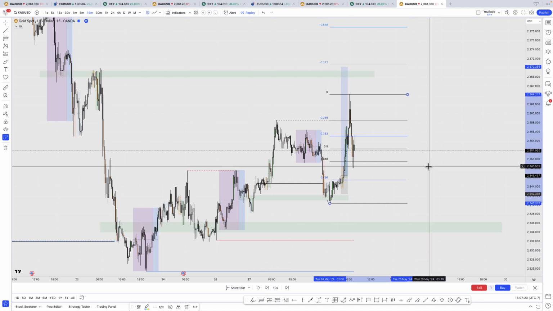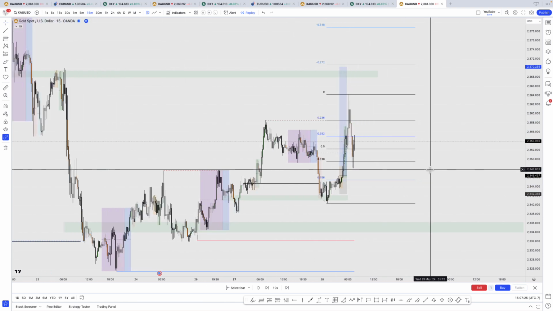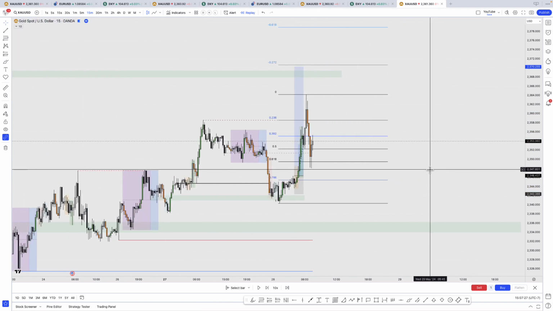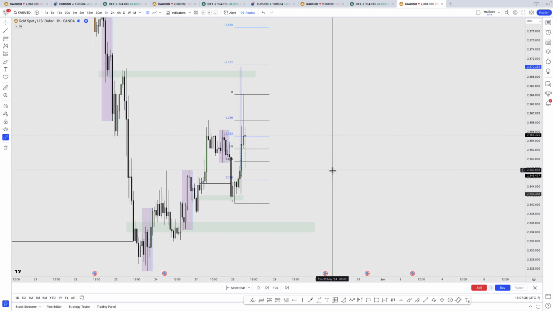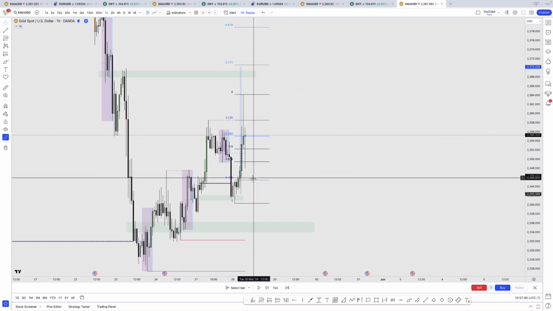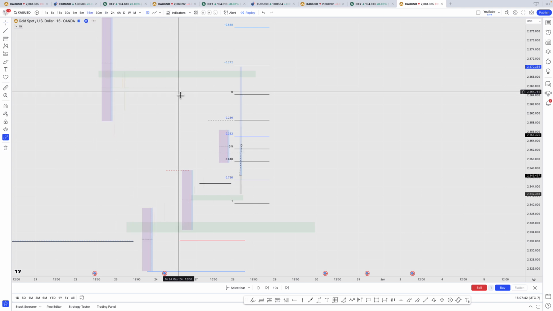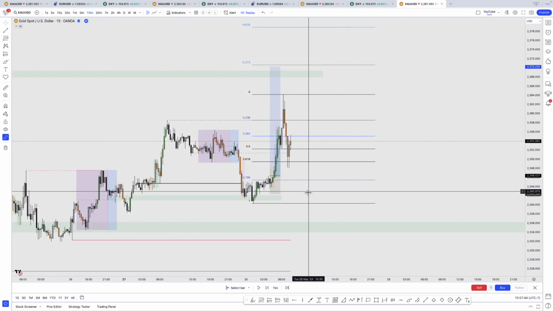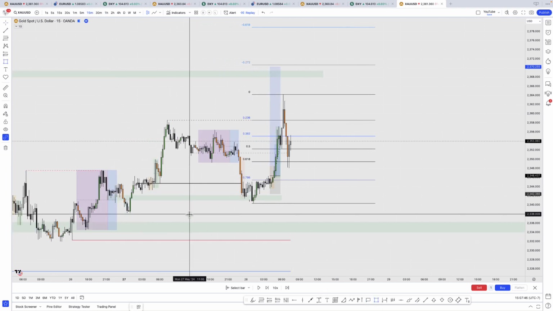So now I need to find liquidity in these zones. There's a couple of places to find liquidity. First I'll look on the 1 hour to see if anything really stands out. Nothing really stands out to me here, so maybe I'll check out the 15-minute.